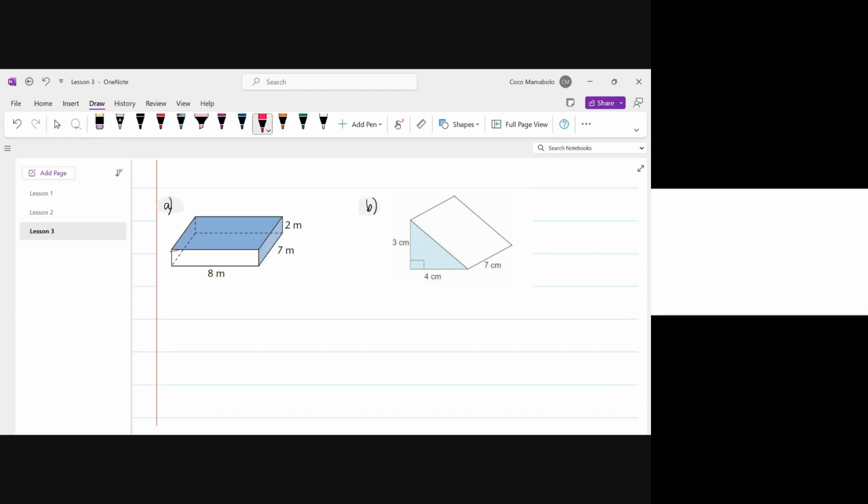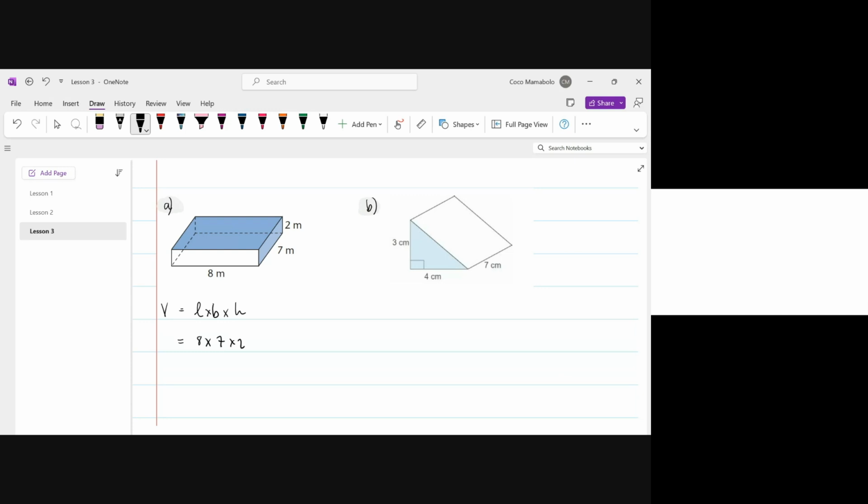Even if this front part over here was my base, it's okay because when I come out on the other side, I'm going to end up with the same kind of shape over there. So for a rectangular prism, it doesn't matter which one is the area of the base, as long as we have the correct answer at the end. So volume is going to equal the length times the breadth of my rectangle times the height. So that's just 8 times 7 times 2.